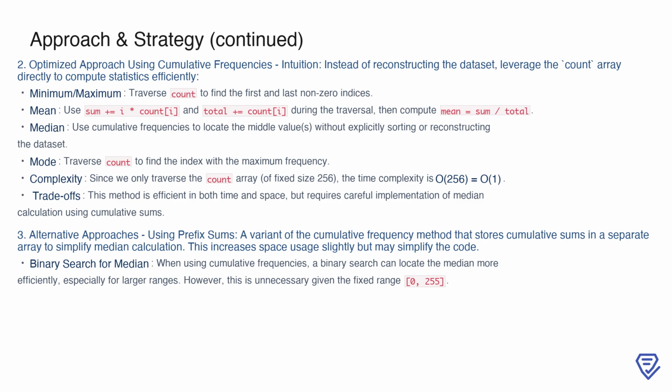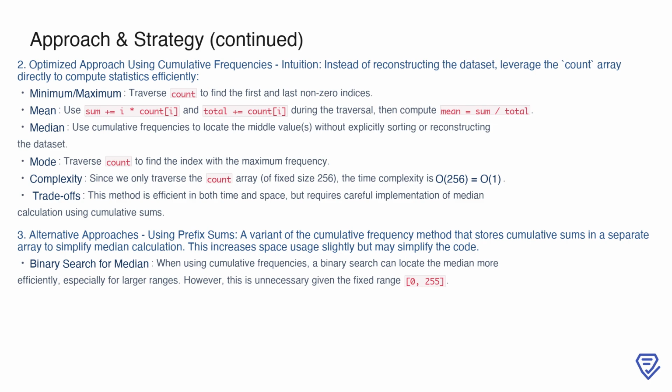The median is determined using cumulative frequencies to pinpoint the middle value or values, eliminating the need for sorting or reconstruction. For the mode, we identify the index with the maximum frequency by traversing the array. This approach is highly efficient, as the count array has a fixed size of 256, giving it a constant time complexity of O(1). Additionally, an alternative method involves using prefix sums, which pre-computes cumulative sums in a separate array to simplify median calculation, although this slightly increases space usage.